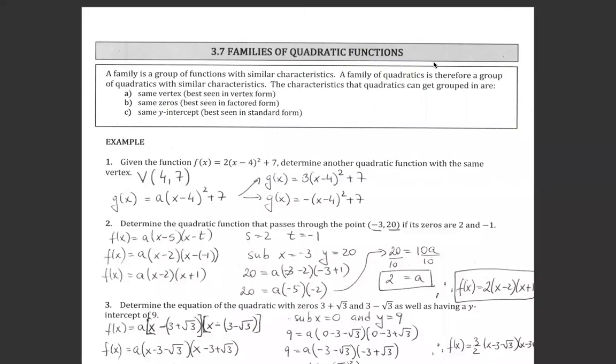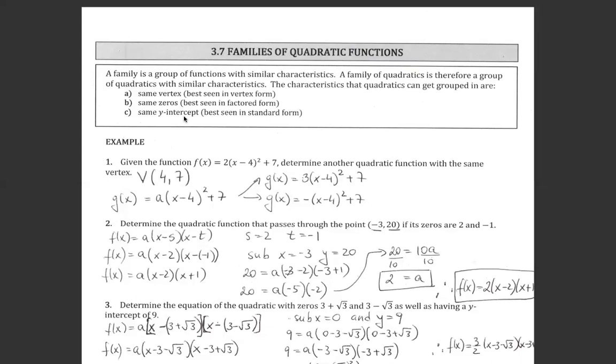So a family, if you think of your family, it means you have something in common. You have parents, the same mother, the same father, you have siblings, so you have something in common. It's the same with quadratics. So a family of quadratics means they have either the same vertex, the same zeros, or the same y-intercept.